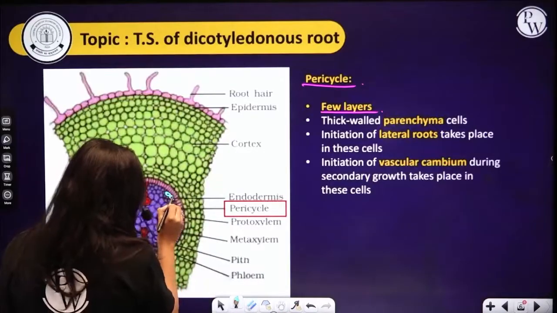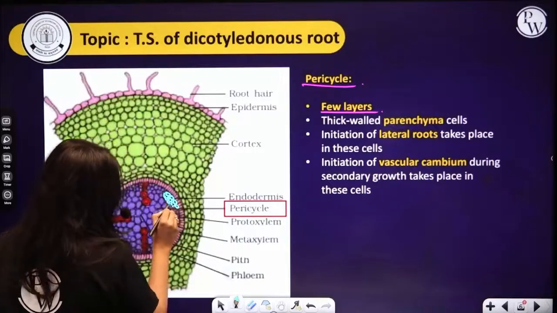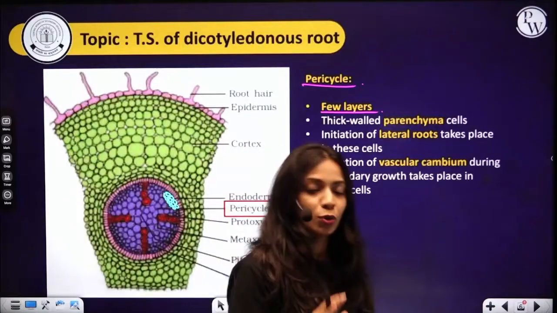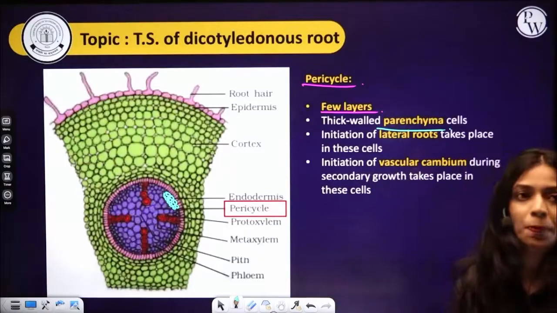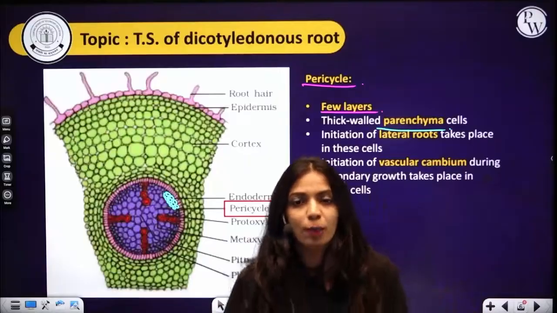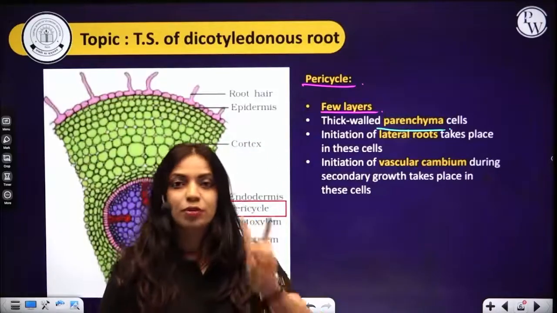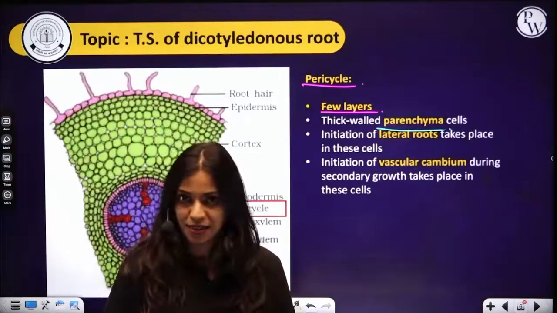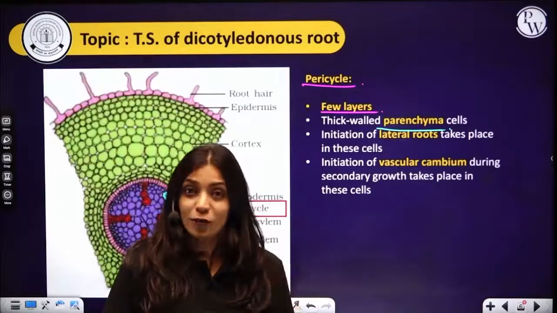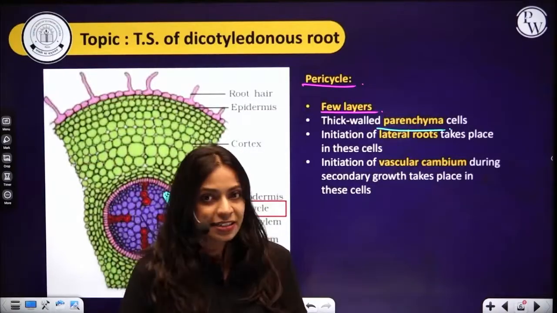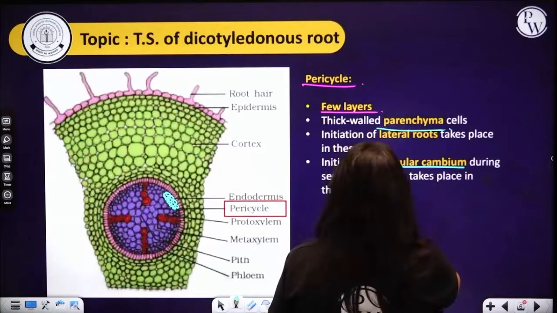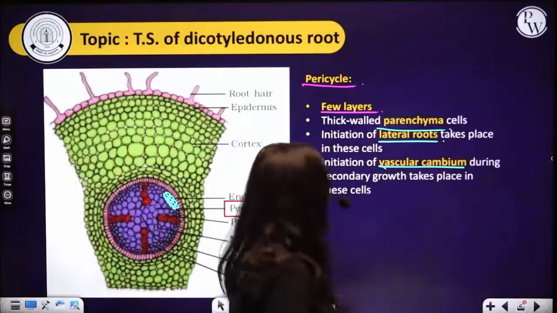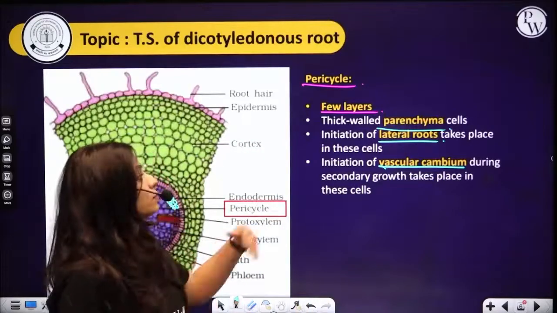Right here, below the endodermis, you can find the pericycle. It can be a few layers in thickness. Again, these are parenchymatous. Now, from the pericycle, two very important things take place: the initiation of lateral roots and the initiation of vascular cambium. Okay?